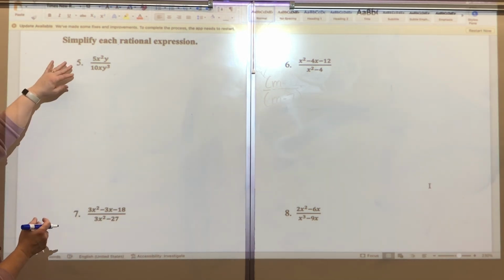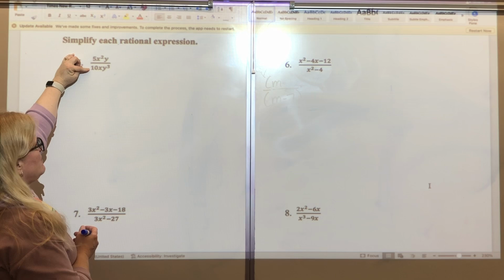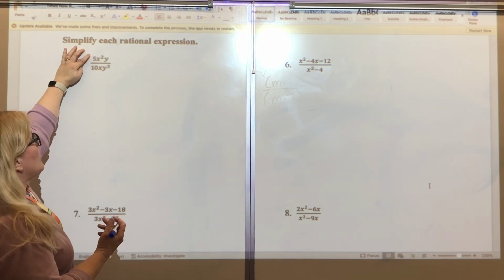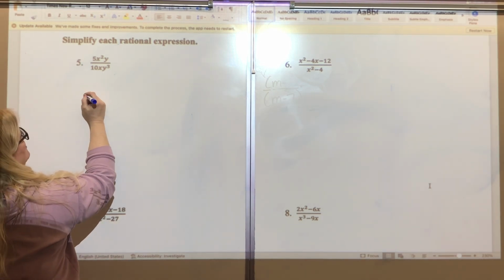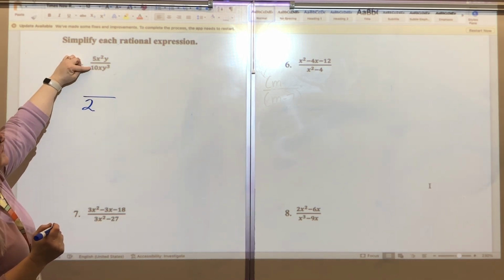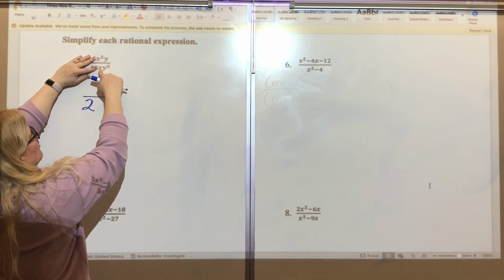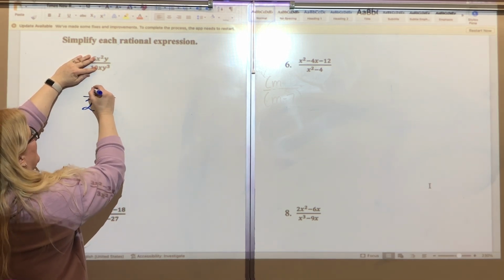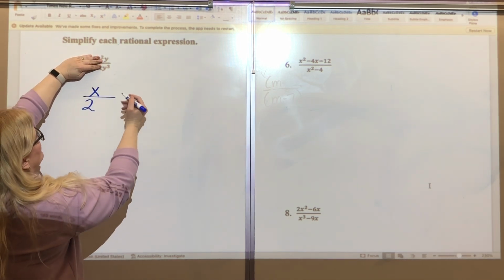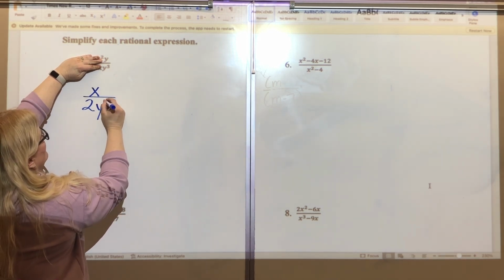Okay, so first of all here, I have 5 over 10. That's the same thing as 1 over 2, right? I can divide both by 2. So I can divide both by 5. And I get a 2 in the denominator. Then I have x squared over x. That leaves 1x in the numerator. And then we have y over y cubed, which gives me y squared.